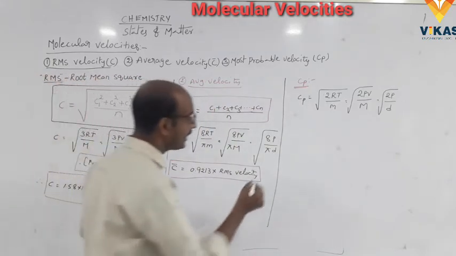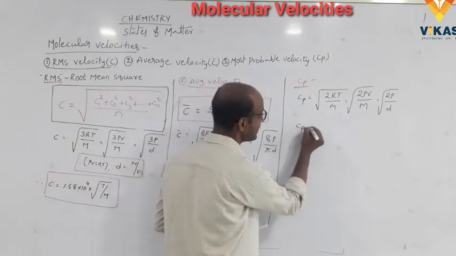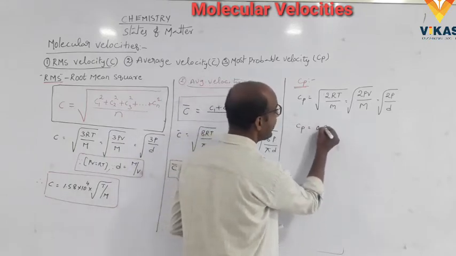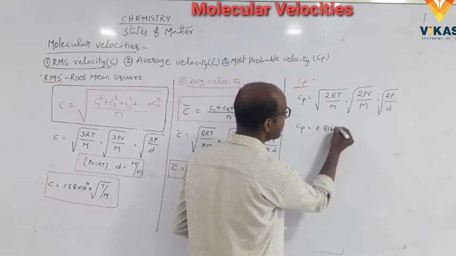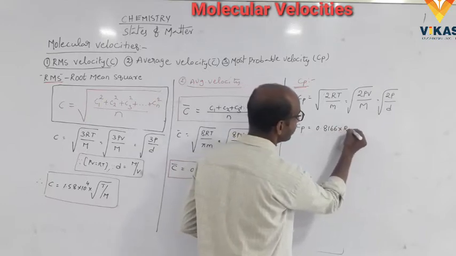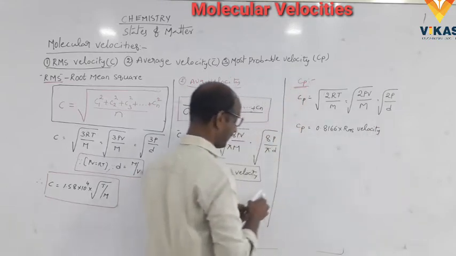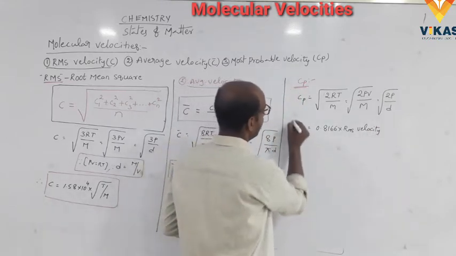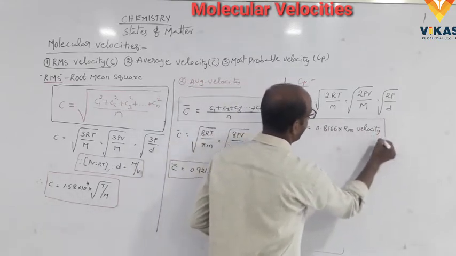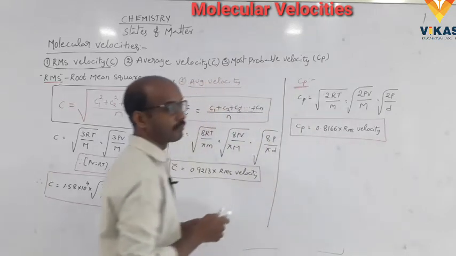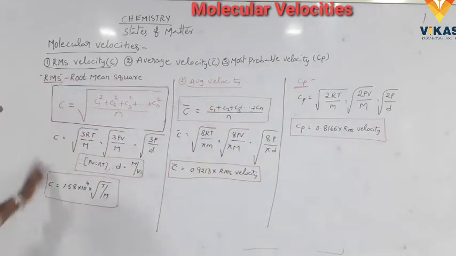So finally the value of Cp, most probable velocity, Cp is equal to 0.8166 into RMS velocity. Clear? So once again I will repeat these three topics.